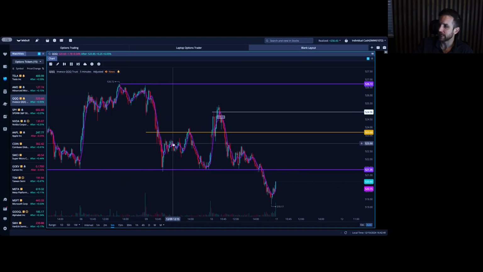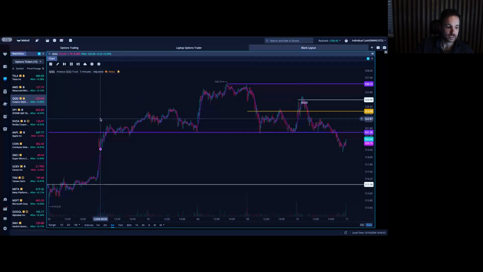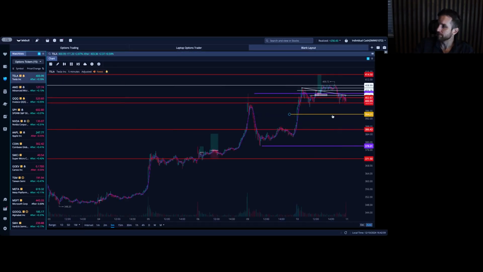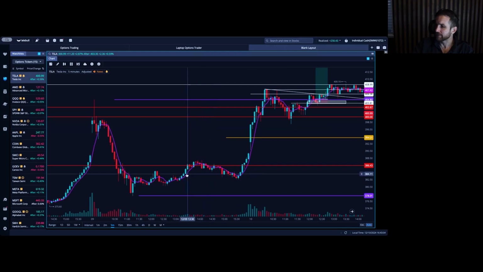A lot of sideways action here. And so it's just been a lot trickier over the past couple months to trade the Qs and to trade the SPY. And so I've been focusing a lot more time on the bigger name stock tickers here. And then the last trade that I ended up taking was on Tesla.